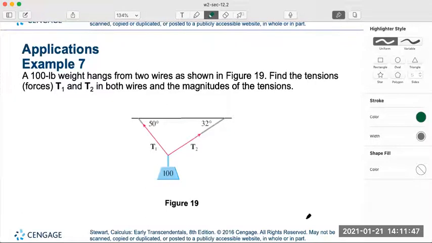Application of this. Suppose we need to find the tensions T1, T2 as in the figure here, of both wires here. And this has a weight of 100 pounds. It is in equilibrium. So how can we find T1 and T2 if the magnitude of T1 is this big and the magnitude of T2 is this big?